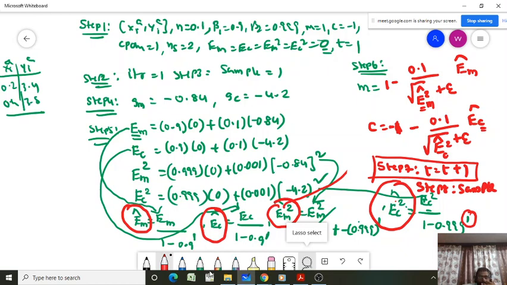Step 3. We are going to step 3. If the maximum number of iterations is reached, then just read the m and c values and calculate all the errors, right? So this is how we are doing it.